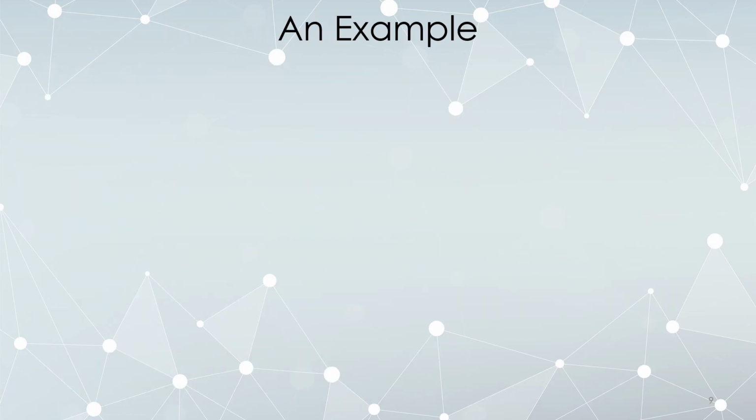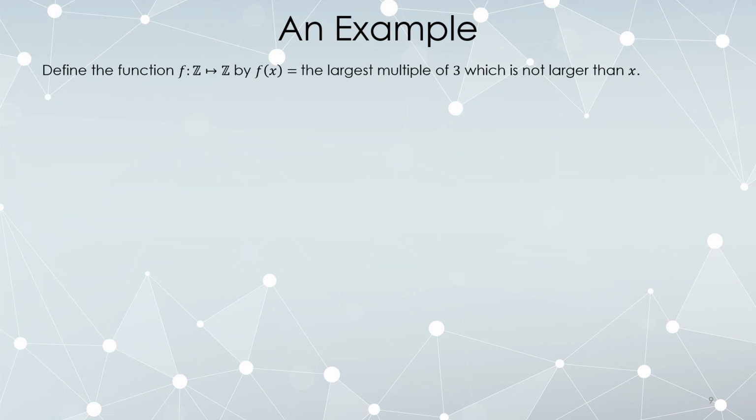So let's take a look at an example. Suppose I have a function. Okay, we're going to begin with a function. It takes an integer and spits out another integer, where f of x is the largest multiple of 3 which isn't bigger than x.